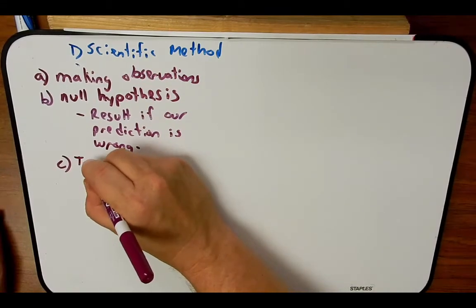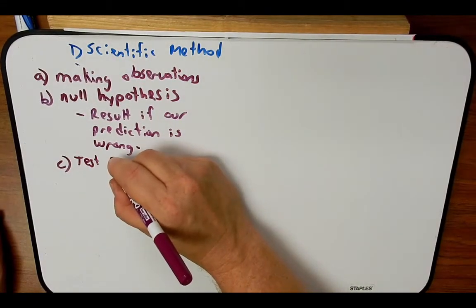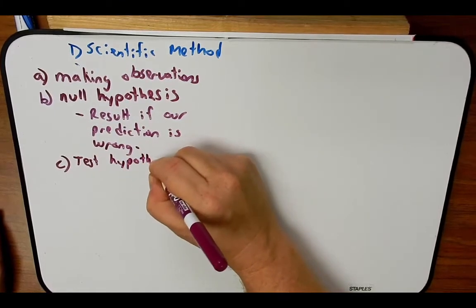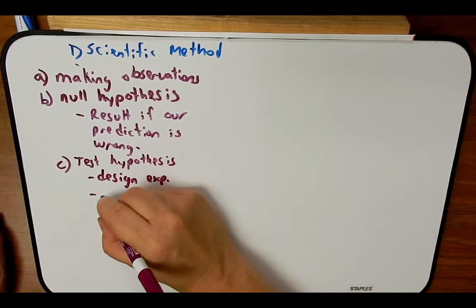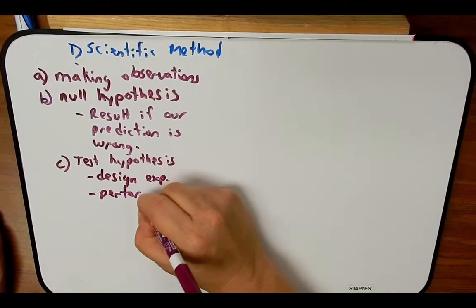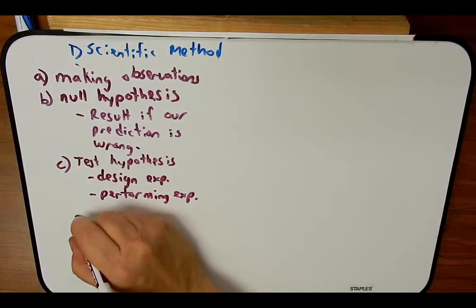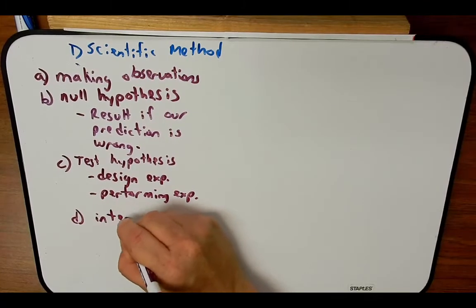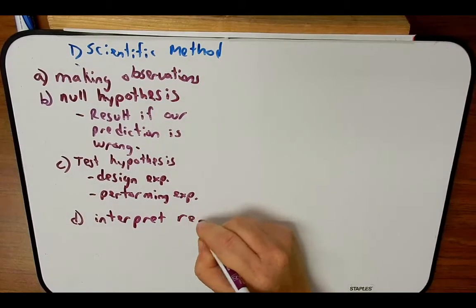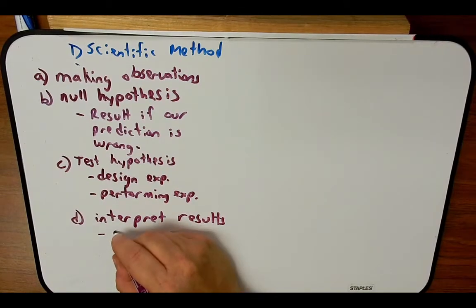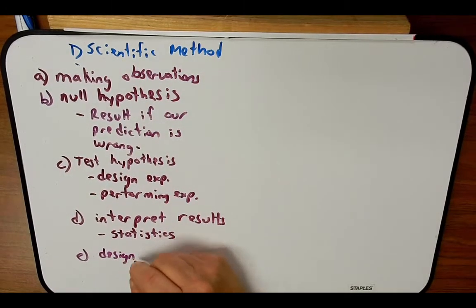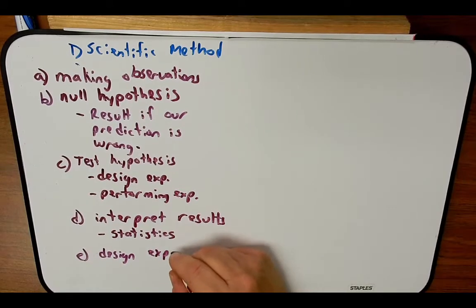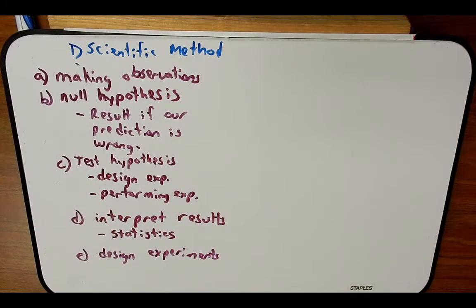The next thing is we will want to test the hypothesis. This includes designing the experiment and performing the experiment. Next, we will want to interpret the results. What do the results mean? That implies we're going to use statistics, and then we always go back and design experiments. These experiments might be because our hypothesis was wrong, so we need to come up with a new hypothesis.